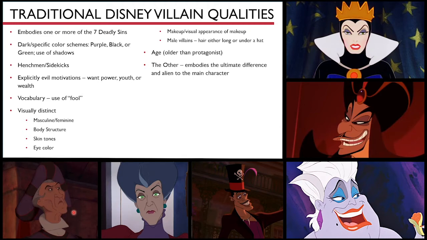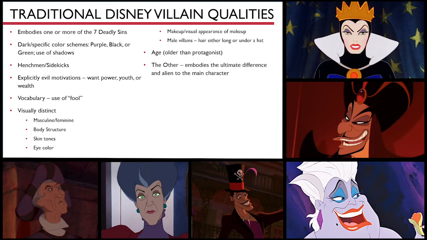We also see green a lot. We can see it spectacularly here with Lady Tremaine's eyes, but you can think of Maleficent as an example where green comes into play. Villains tend to have henchmen or sidekicks who do their bidding, and they usually have very explicitly evil motivations. They want power or youth or wealth.